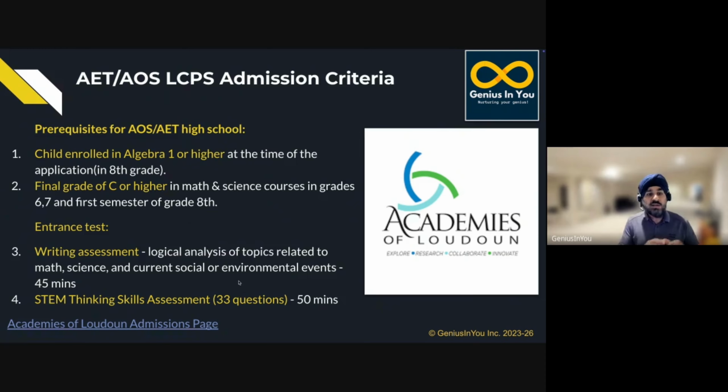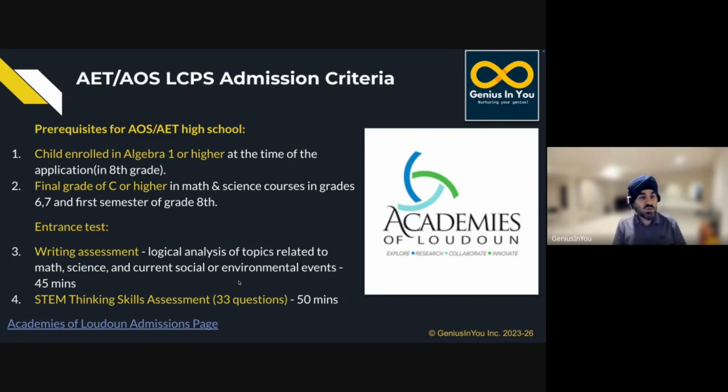So first of all, normally most of the students which I have seen are able to take the Academies of Loudoun test, because this criteria is not a very high bar, unlike TJ, which has a very high bar, right? So if your child is getting enrolled in Algebra 1 next year, or is already in Algebra 1 with a final grade of C or higher, which normally I have seen all the kids in Loudoun County, they're mostly A's, A pluses, A minuses, and a little bit of B's here and there.